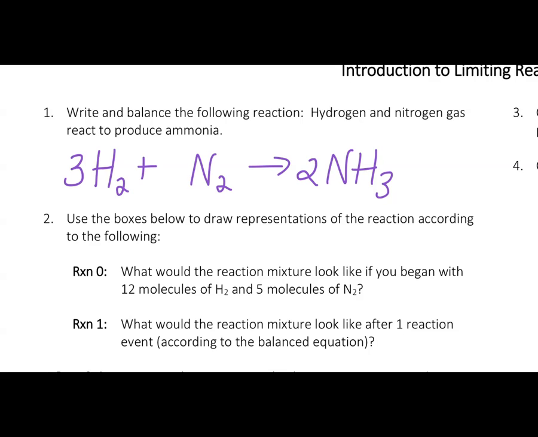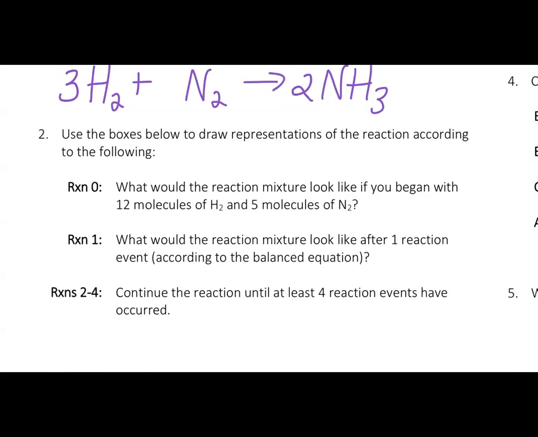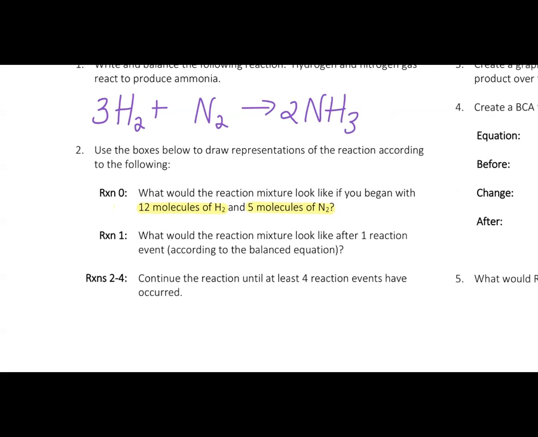What we need to do in order to start this off is start with 12 molecules of hydrogen and 5 molecules of nitrogen at reaction 0, and then we'll go one reaction at a time through 4 reaction events. I'm going to color code these and make a key. My hydrogens are going to be red and my nitrogens are going to be blue. Make sure when we're drawing these diatomic molecules that they are 2 particles together.